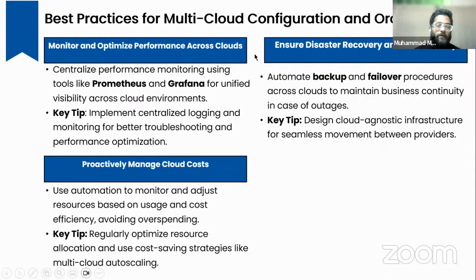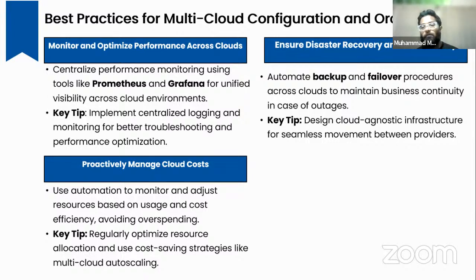Next is monitor and optimize performance across clouds. So we can implement a centralized performance monitoring tool like Prometheus and Grafana for unified visibility across cloud environments, and proactively manage cloud cost. Use automation to monitor and adjust resources based on usage and cost efficiency, avoiding overspending. Key tips will be regularly optimize resource allocation and use cost saving strategies like multi-cloud auto scaling.